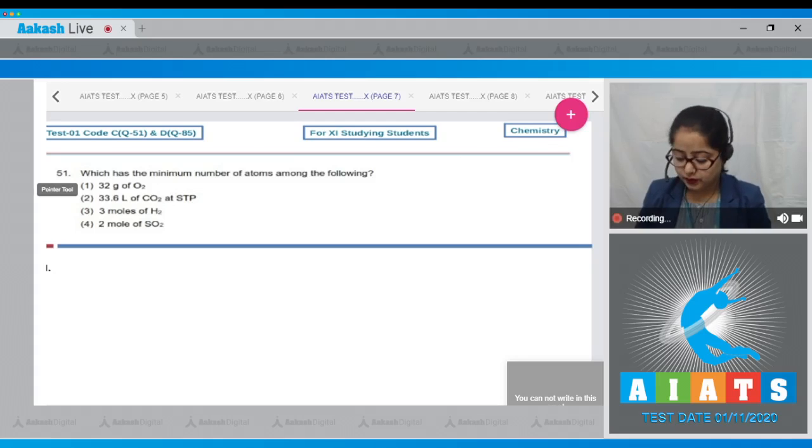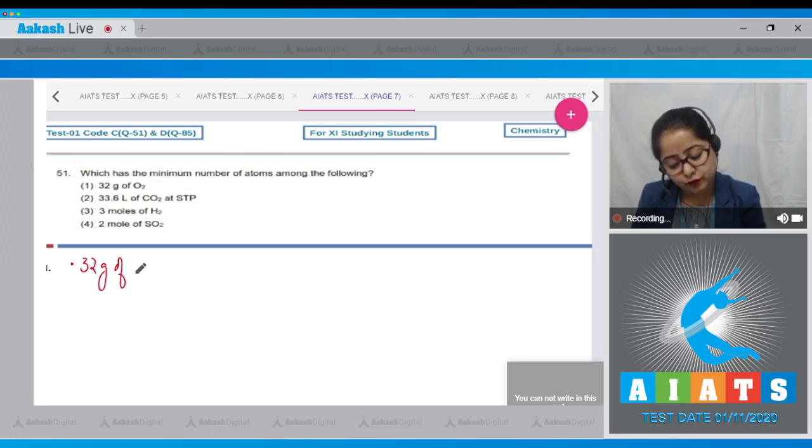Question number 51. Let's read the question. Which has the minimum number of atoms among the following? Let's start with number 1, which is 32 grams of O2. So student, first of all, we'll be calculating the number of moles of O2. Then we'll be able to calculate the number of atoms of oxygen.